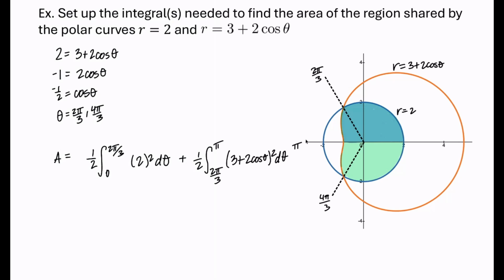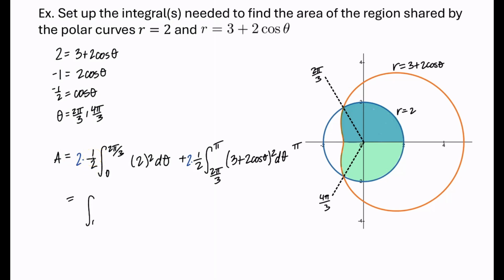So this first integral gives us the area that's from 0 to 2 pi over 3 on the circle. The second integral gives us the area on the dimpled limacon from 2 pi over 3 all the way to pi. But now we need to double both of those. So basically I'm just going to go ahead and sneak a little 2 in front of each of these, 2 times 1/2, which will just make these be 1.